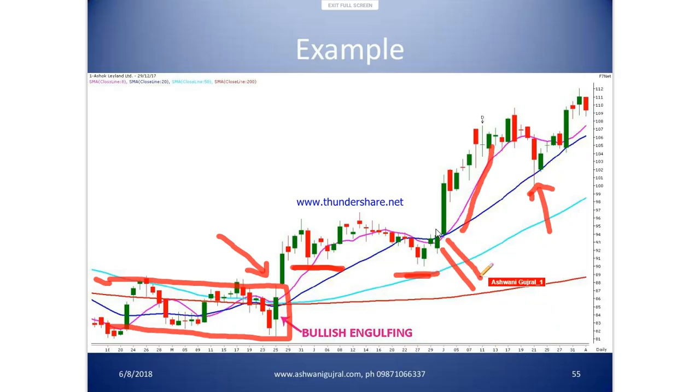Now is this initiation or is this exhaustion? Near 200, near averages, this is initiation. So anybody who books profit here is an idiot.